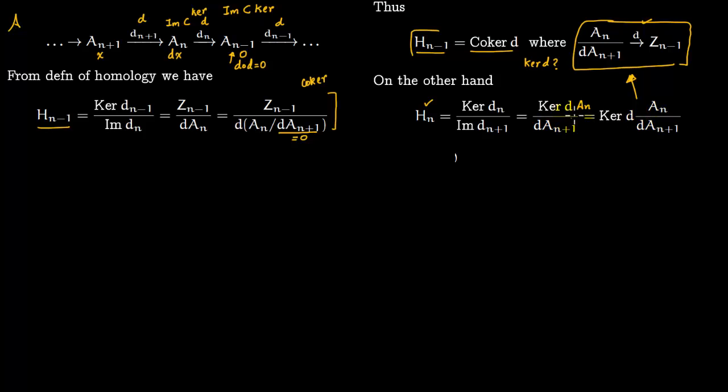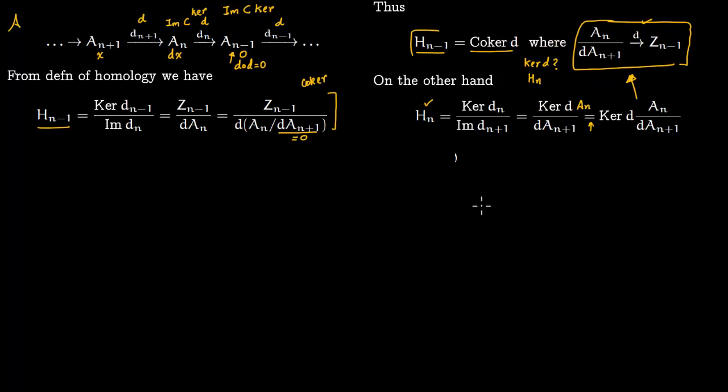So doing it first or after does not really matter. So this makes sense. You have to convince yourself. Just remember d squared is 0, and everything else will follow. So now we have two things. Cokernel of d is H_{n-1}. Kernel of d is H_n, and this comes from the chain complex.